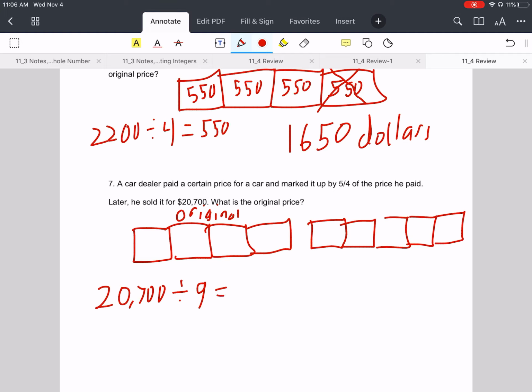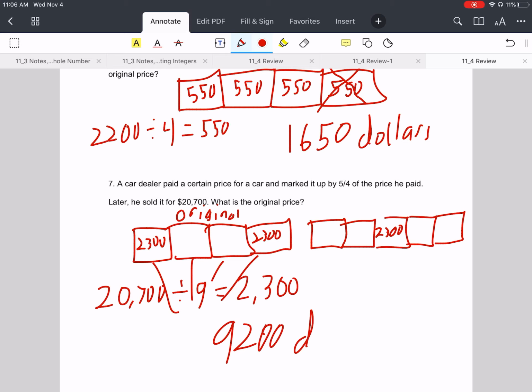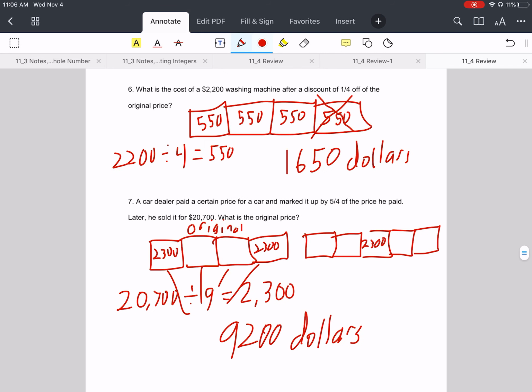So that would be $2,300 per box, which I can't necessarily fit in all of them, but we'll do our best. So all of these boxes have 2,300. And the original price, we remember, is these 4 boxes. So 4 boxes times 2,300 is an original price of $9,200. So if you look at 6 and 7, a discount meant we crossed out a box. When the price is marked up, we added our boxes.